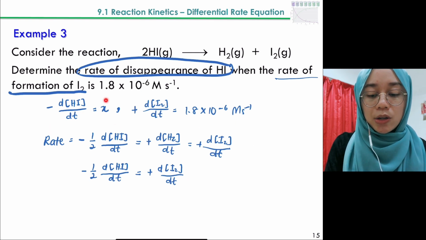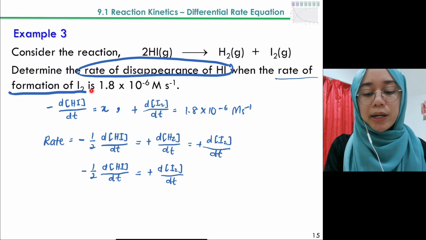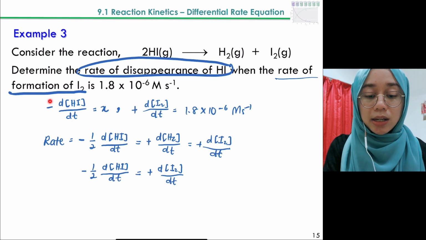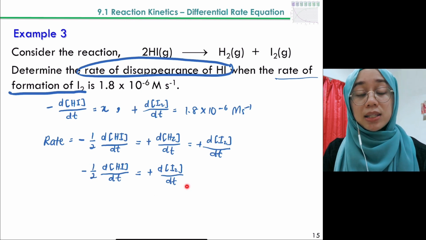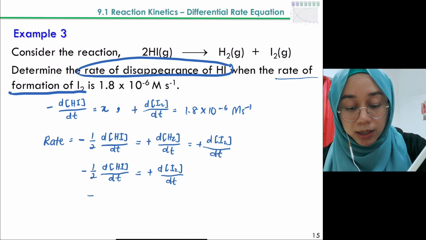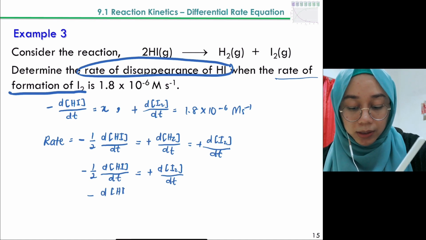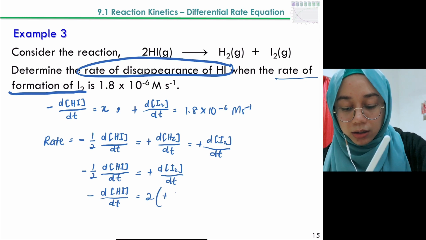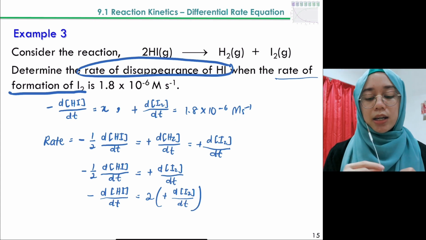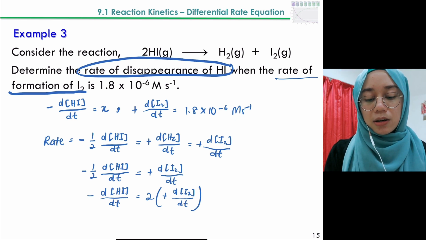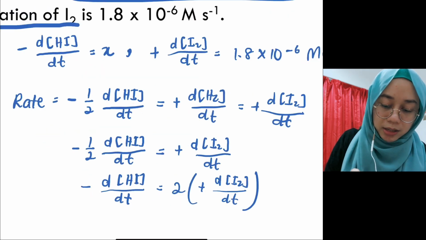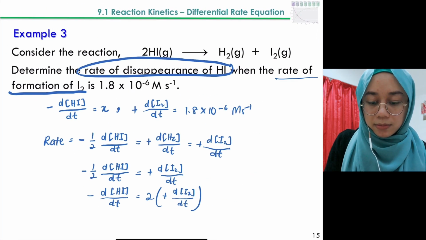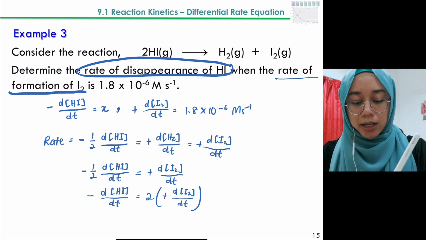Okay, tapi sekarang ni your main objective is to look for this part X here. Okay, tapi as you can see here, ada tak 1/2? Tak ada kan? Bermaksud the 1/2 you need to pergi pindah sebelah. So, kalau kamu pindahkan dekat sebelah, so ini yang kamu dapat dan ini adalah 2 d[I2]/dt. Okay, so this one here is your X kan? Okay, ini adalah kamu punya X.